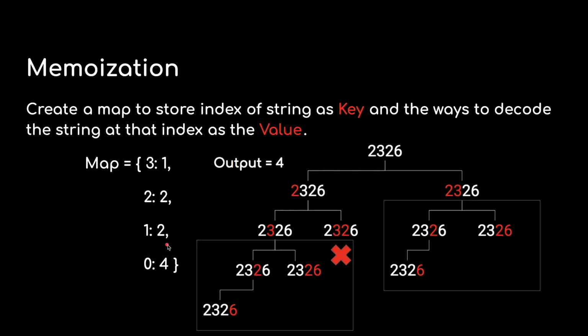So at index 0, we have the value 4, and this is our answer. At the end, this is what we are going to return. So using memoization, what we have done is we've created a map and we have stored the index of the string as the key and the ways to decode the string at that index as the value, so that we don't have to search the tree again and again. And this reduces the time complexity to big O of n. Now that we know what we have to do, let's see the code.